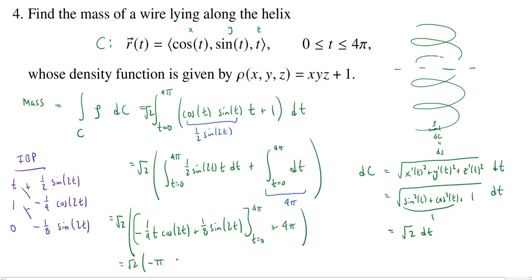All right, now I'm going to subtract, and what happens when t is 0? Well, cosine of 0 is still 1, but now the t is also 0. So I seem to have a 0, and then, oh, look, sine of 0, that's also 0. So actually, there's nothing even to subtract. So I'm going to end up with root 2 times negative pi plus 4 pi. Of course, 4 pi minus pi is 3 pi, times root 2 is 3 pi times the square root of 2. And that is the mass of the wire.